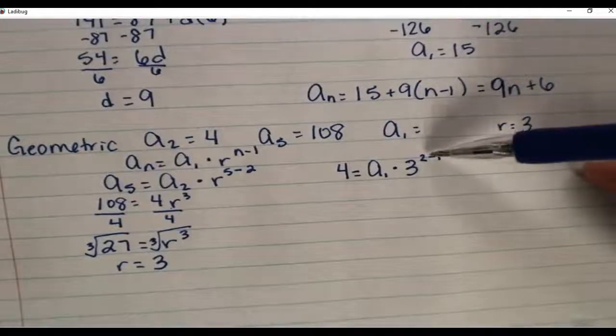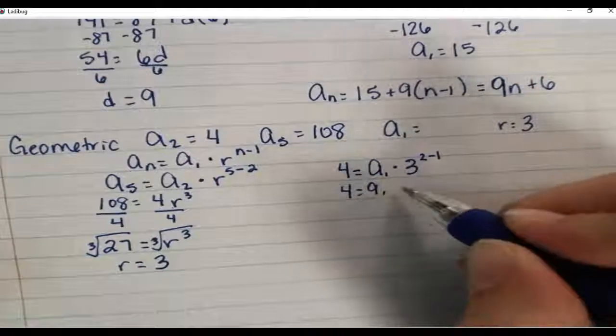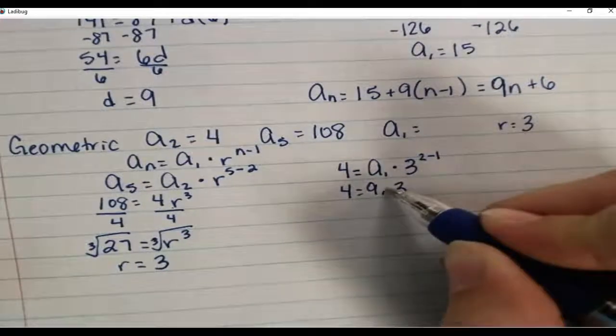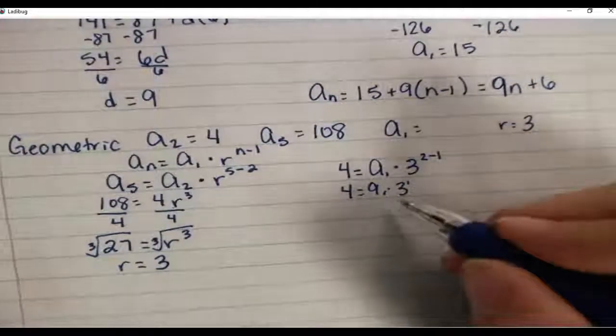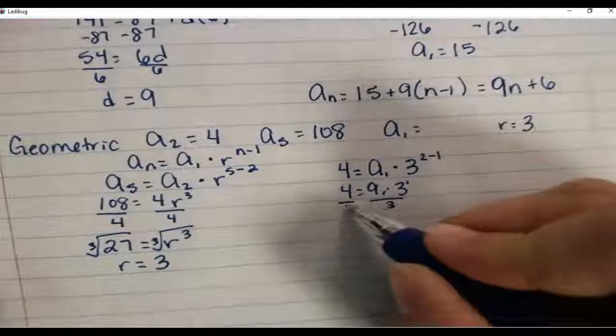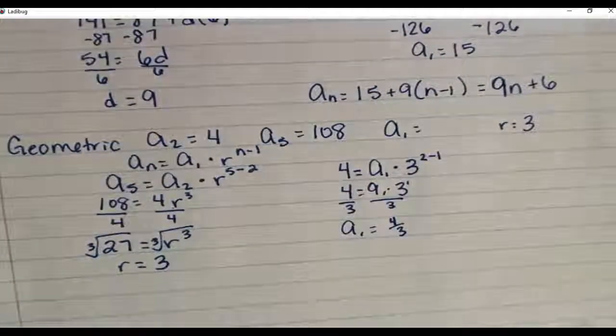Well, now we simplify it. So what is 2 minus 1? So then we get A sub 1 times 3 to the first. And 3 to the first is just 3. So then to solve it, we just divide by 3. So then our A1 is 4/3.